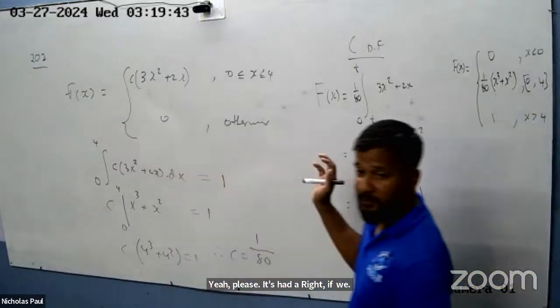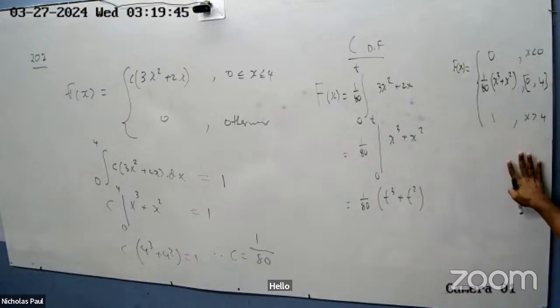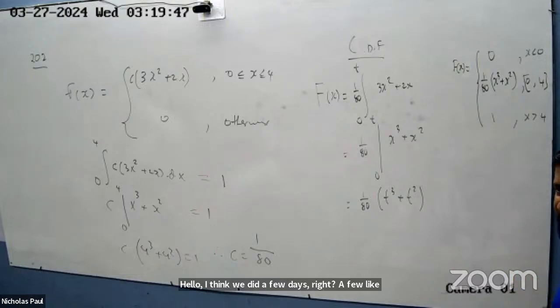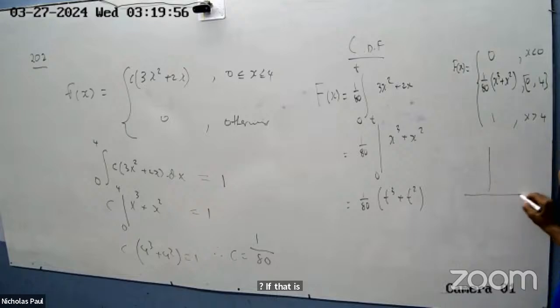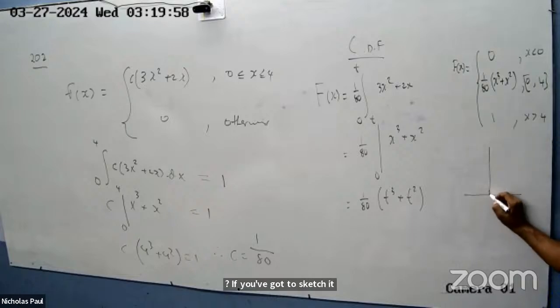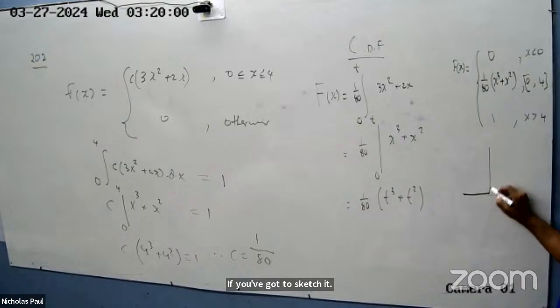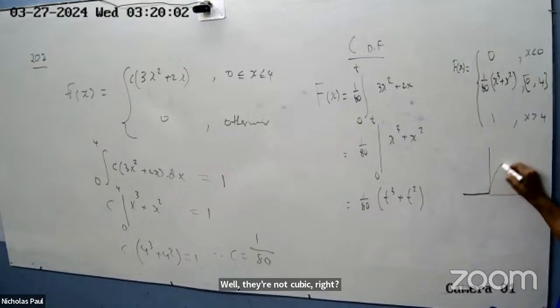Are you okay with this? I think we did a few of these. Let me sketch it. When we sketch it, we have 0, some function, and 1. If you had to sketch this, well, there's a cubic, so I can't really sketch that so well. It's 0, some kind of cubic that will look like this, and then it's 1.